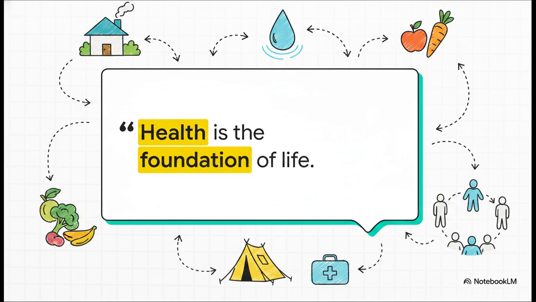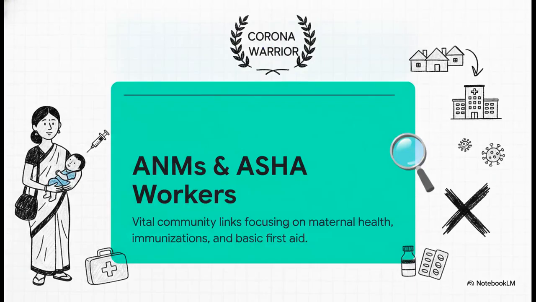where people actually live. If you want to truly understand grassroots health, you've got to look at the local heroes already doing the work, like ANMs and ASHA workers. They act as this absolutely vital link between the community and formal medical facilities. These incredible folks focus on things like maternal health, immunizations, and basic first aid. I mean, they're so essential they were officially recognized as Corona warriors for their tireless work during the pandemic, spreading awareness and delivering medicines. They are basically the benchmark for community care.